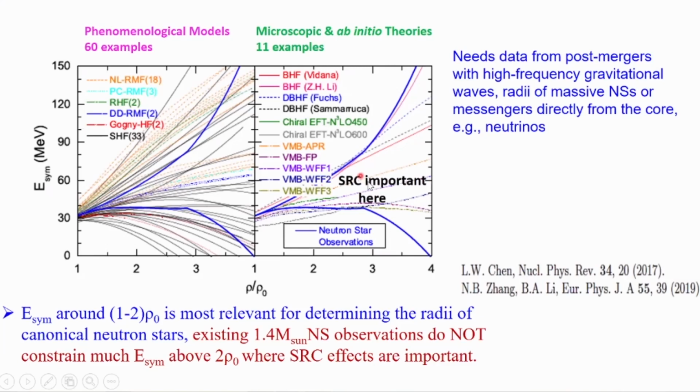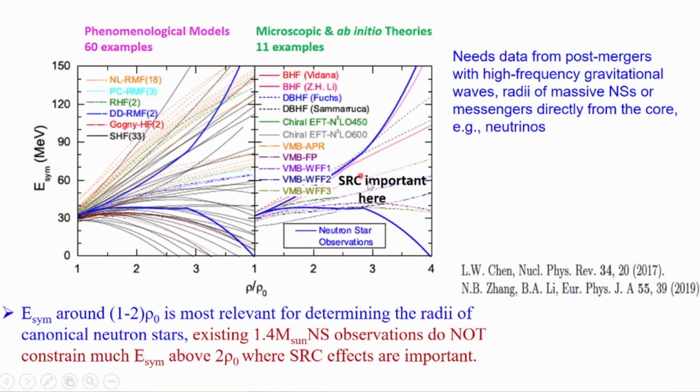But here in this high density region, we have a very wide window opening. This is where we need more information from heavy-ion reactions or neutron star observations. And this is the region where the short-range correlation will play an important role, as we're going to discuss in a few minutes.